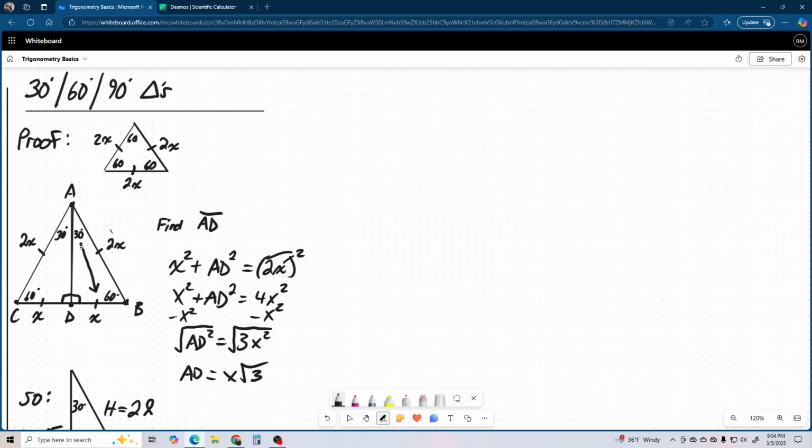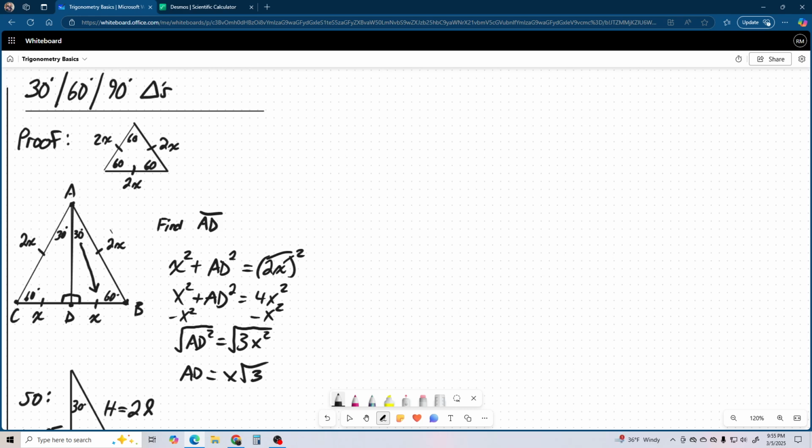Now we can take the square root of both sides. I'm going through this kind of quick, but just trust me on the algebra here. You take the square root of both sides, and you get AD equals x times the square root of 3. Technically plus or minus, but we're talking about distances, so it's always positive. So AD equals x times the square root of 3.